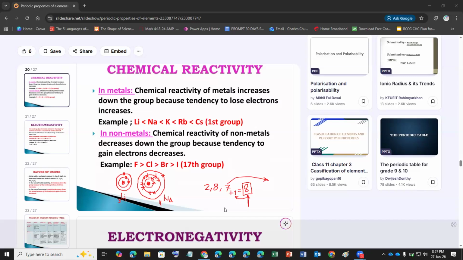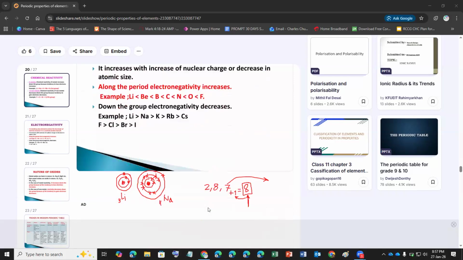Okay, so I think this is the bit that has to do with, what do you call it? Chemical activity. I think I've explained this one somehow. Chemical reactivity increases down the group because of the tendency to lose electrons, right? And then in non-metals, chemical reactivity decreases down the group because of the tendency to gain electrons decreases. Yes, that is a fact that we have.